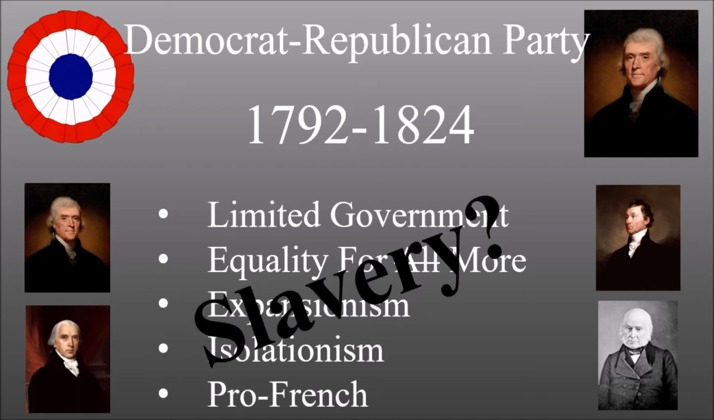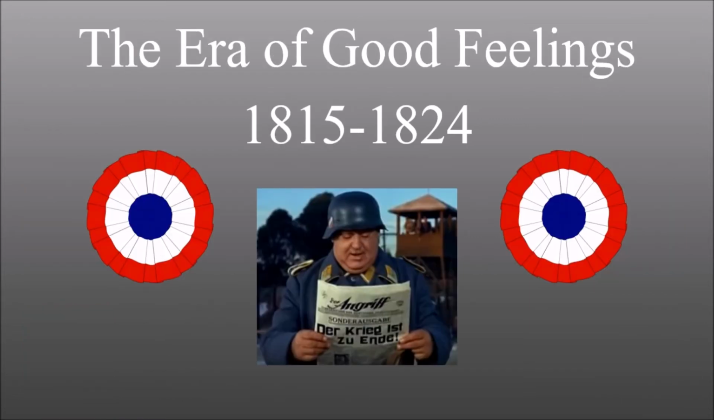Slavery was also a large issue within the party, with some believing it horrible, a necessary economic evil, or a good thing, which is part of the reason that the Democrat-Republican Party fractured in the 1824 election. With the fall of the Federalists after the War of 1812, which ended in 1815, came the Era of Good Feelings, which was completely dominated by a one-party state of the Democrat-Republican Party.